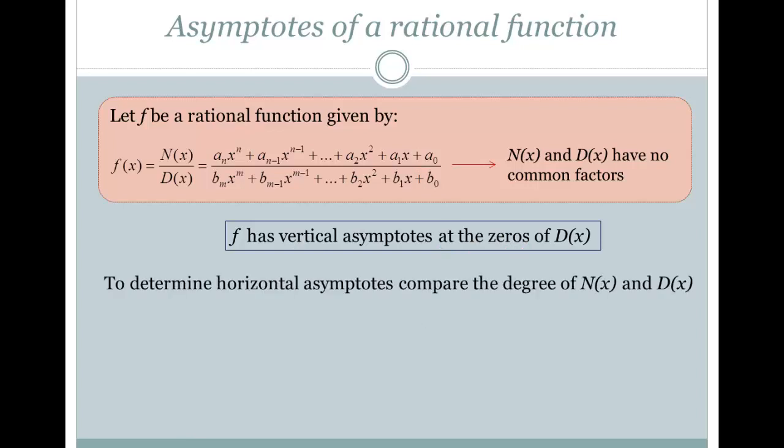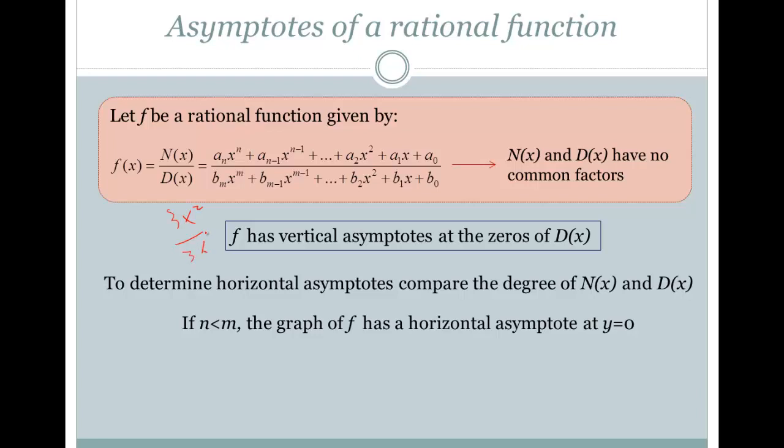What we want to think about next is the horizontal asymptotes. We need to compare the degree in the numerator and the denominator. If the degree in the numerator is less than the degree in the denominator, then we're going to have a horizontal asymptote at y equals 0. For example, if it was 3x squared over 3x to the third, the bottom is going to grow much more quickly, and it's going to approach 0 as x goes off to plus and minus infinity.